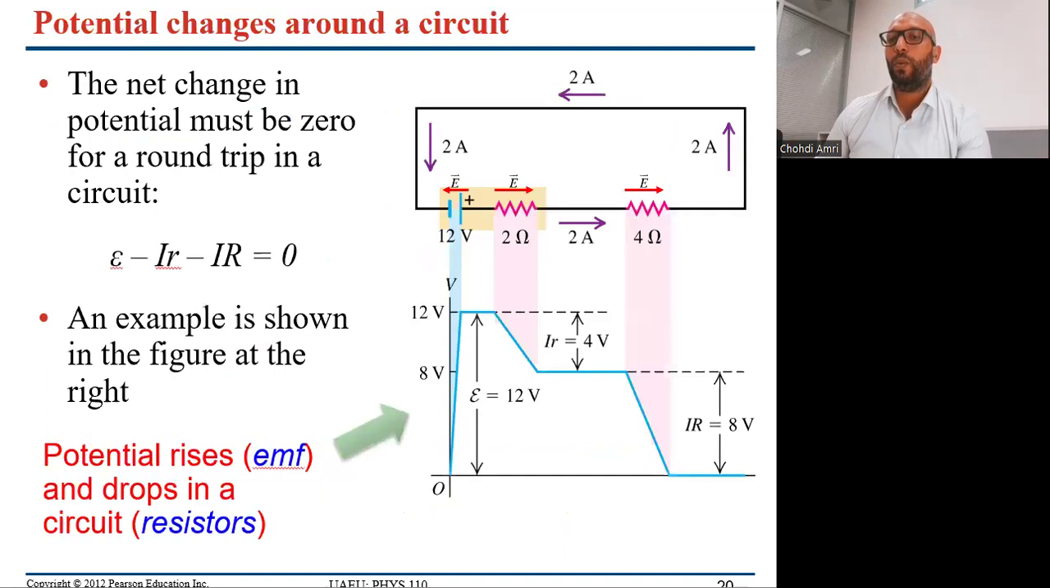Okay, now we want to move to the power. The net change in the potential must be 0 for the round trip in the circuit. And we can say that epsilon, the electromotive force, minus r I, so here we have a drop of the potential, minus I R, the external resistance, and the total will be equal to 0. The potential rise is the electromotive force and the drops are in the resistors.